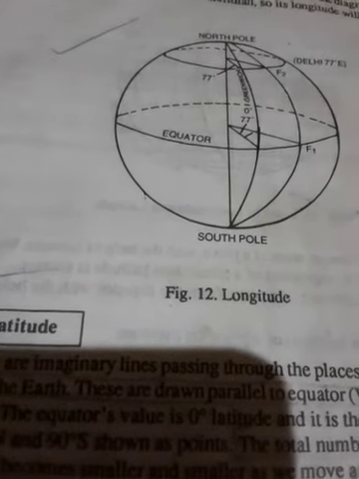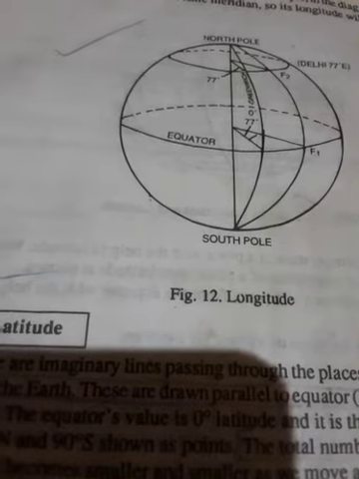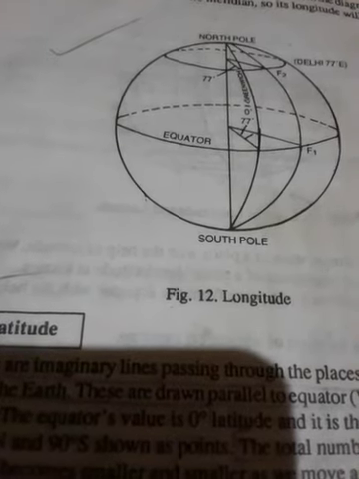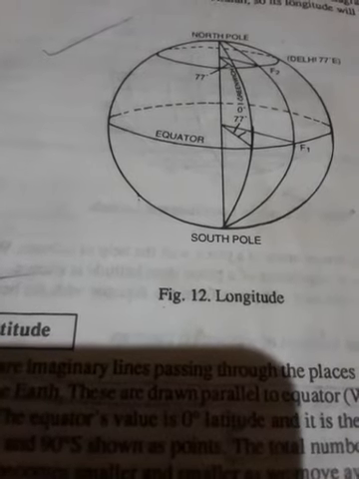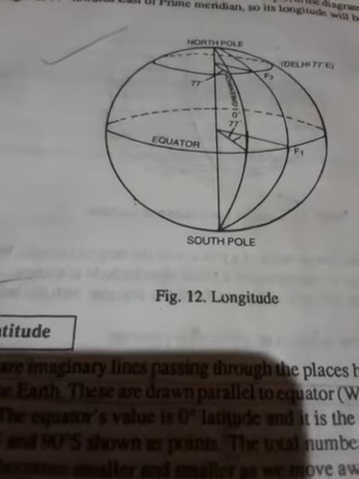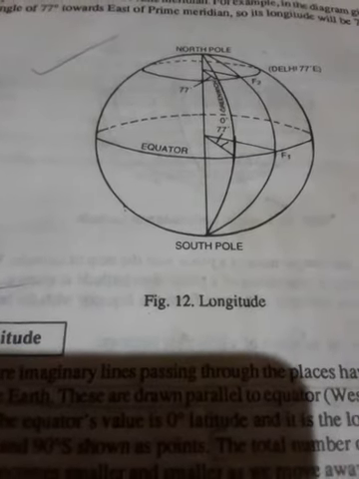So, if you divide 40,000 by 360, then you will get 111 km. That means the distance of each latitude is 111 km.